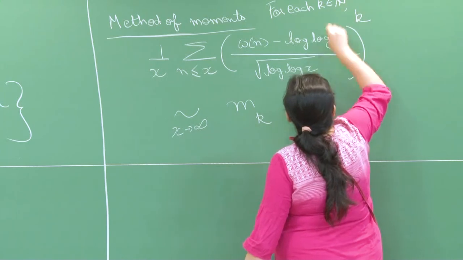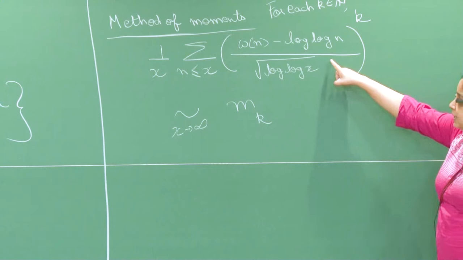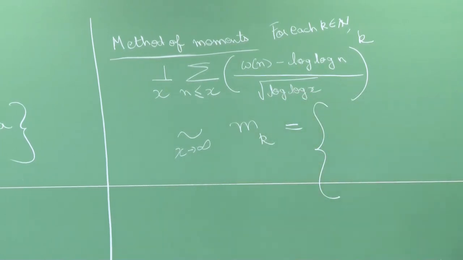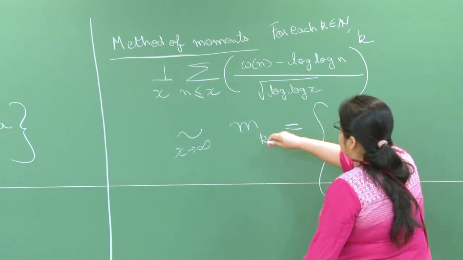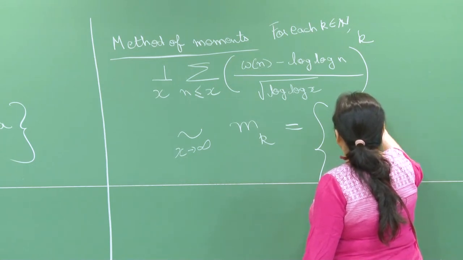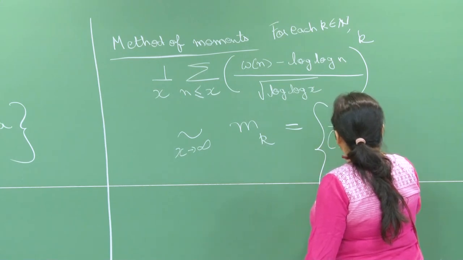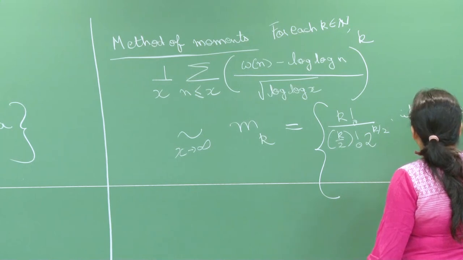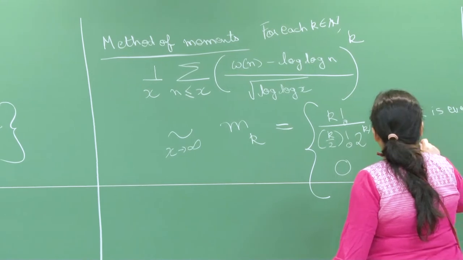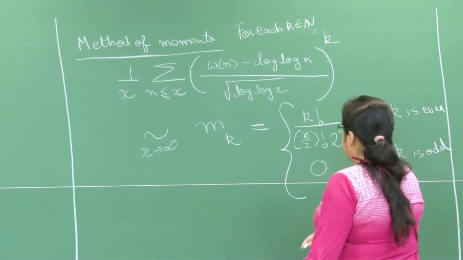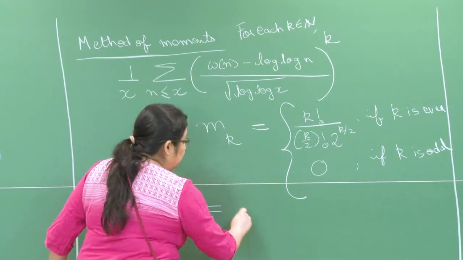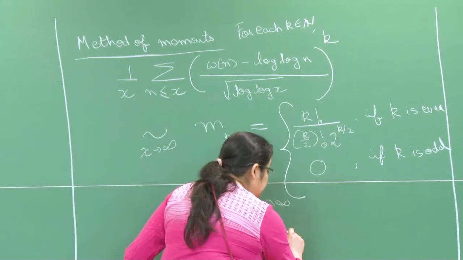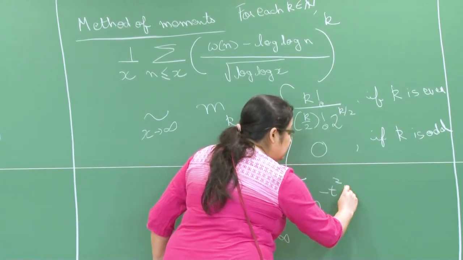For each positive integer k, the kth power moments of this normalized function is asymptotic to m sub k, which matches exactly the kth power moments of the Gaussian distribution. And what are these? So m sub k turns out to be equal to k factorial over k over 2 factorial times 2 raised to the k over 2 if k is even, and it is 0 if k is odd. I leave it as an exercise for you to verify that this is exactly equal to 1 over square root 2 pi integral from minus infinity to infinity of the function t raised to the k times e raised to the minus t square over 2 dt.